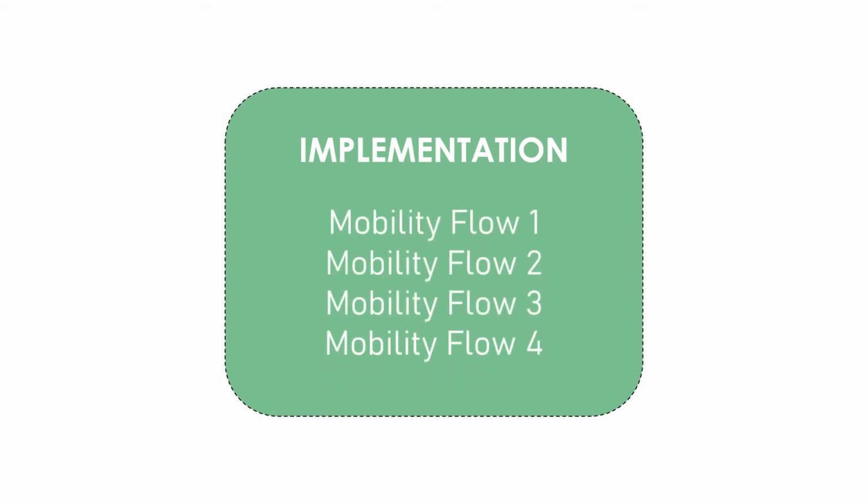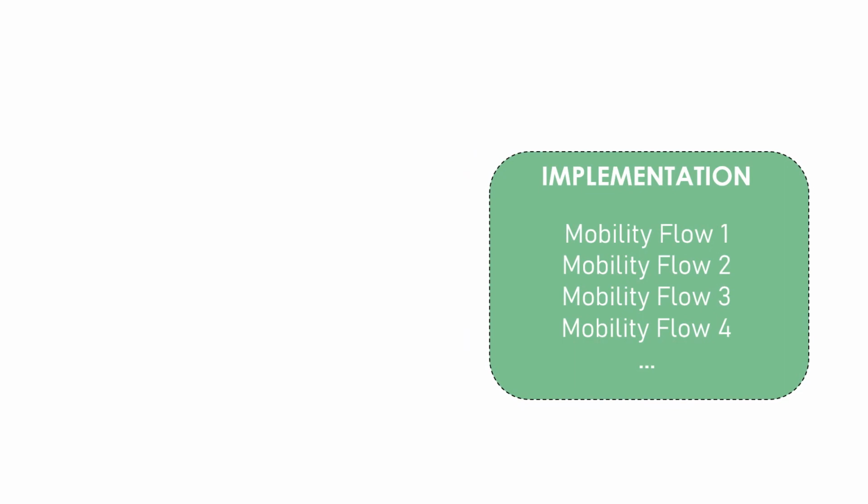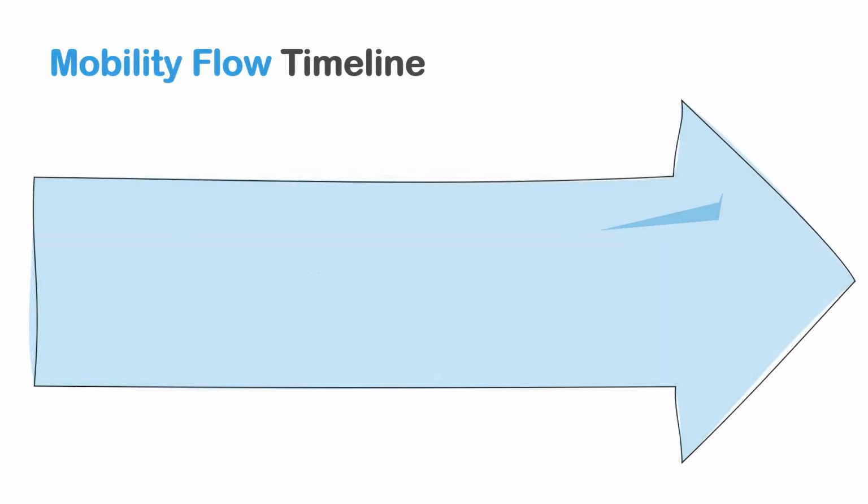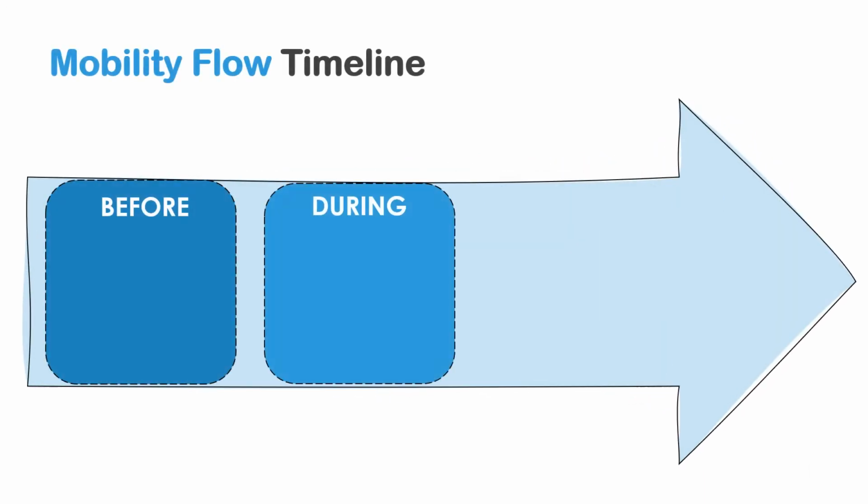As mentioned earlier, one project can have several different mobility flows. That means that within the same project, there may be several different groups of students who go abroad for work placements. You, as a teacher, might be part of only one mobility flow or several of them. On its own, each mobility flow has 3 stages. To put them simply, before, during, and after.